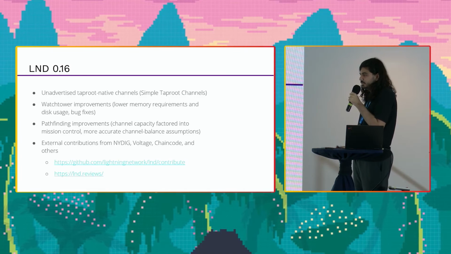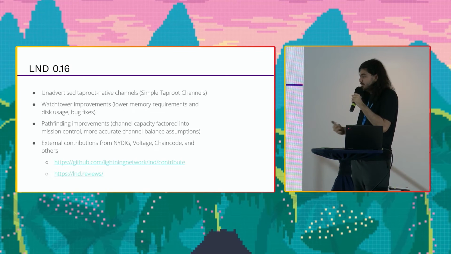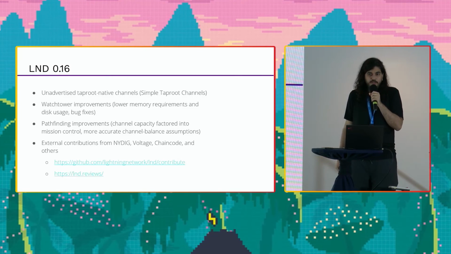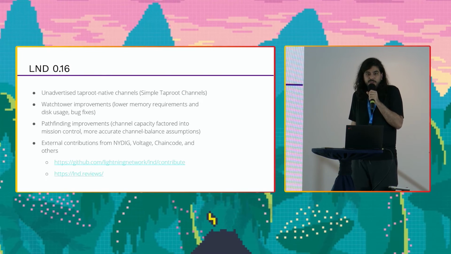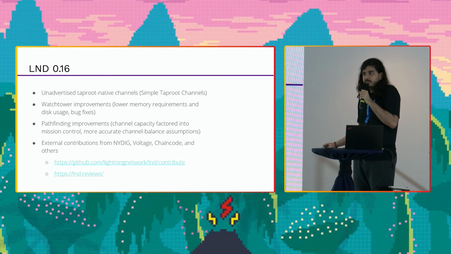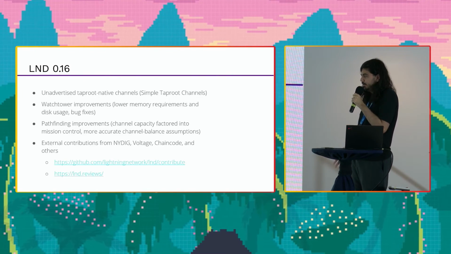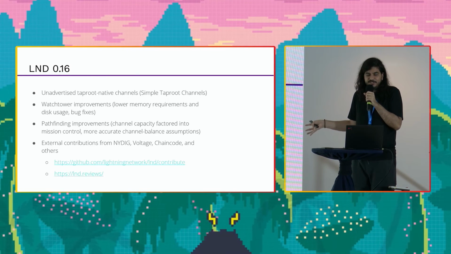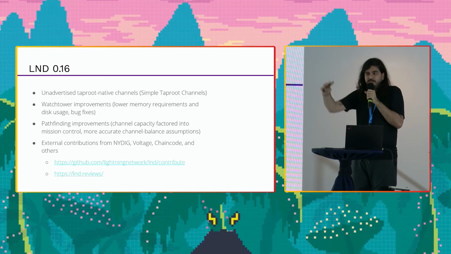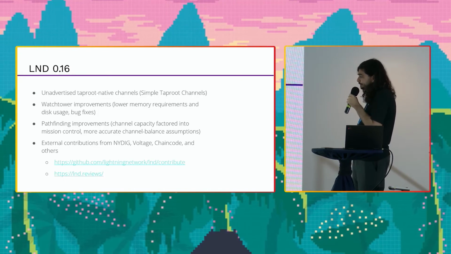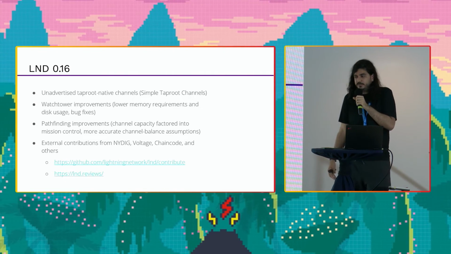Also for 0.16, we have a bunch of contributions coming from not only Lightning Labs, but also NYDIG, Voltage, Chaincode. They're working on all sorts of different things. So if you also want something in LND that is not being prioritized by us now, you can go and contribute. There's a link here, and I think I didn't add the presentation to the content platform for the event, but I'll do that. And this link will have all the guidelines for you to contribute to LND.